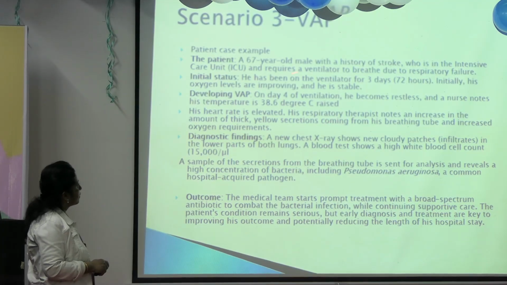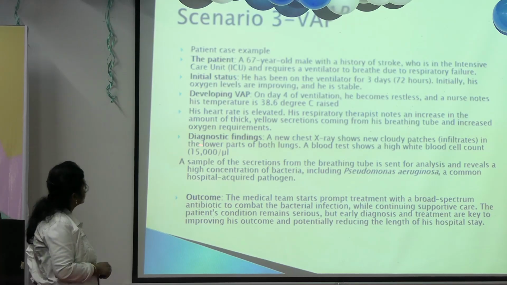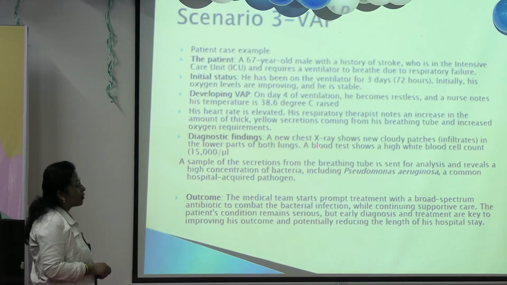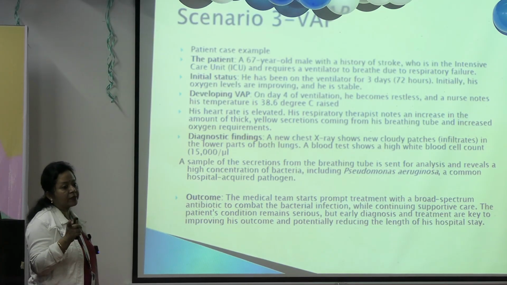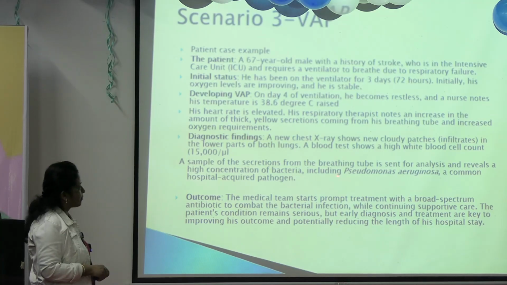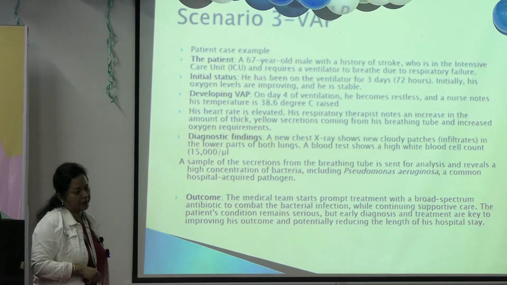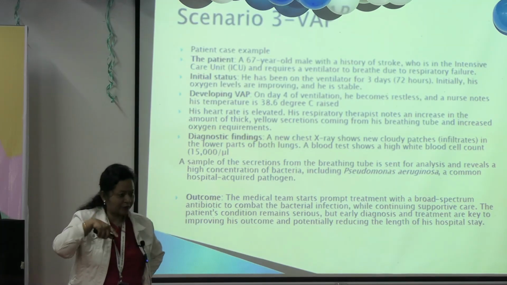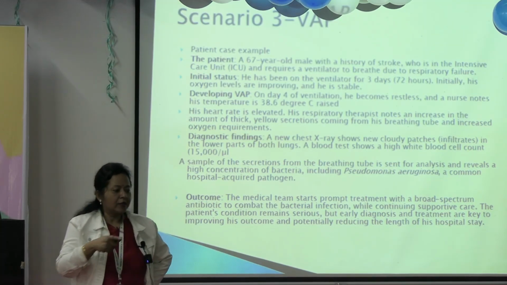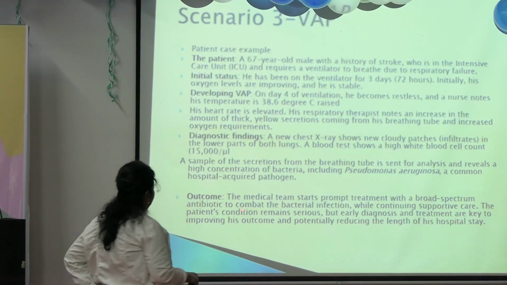So those things are indicative that we should send a sample now. We should send a sample. Also a chest X-ray has to be done to see whether there are changes, whether infiltration is there or not. So cloudy patches or infiltrates are there. The sample of the secretion which has been sent is seen as Pseudomonas aeruginosa, a common hospital acquired pathogen. You know this ESKAPE pathogen, Pseudomonas aeruginosa is there. So it is again a case of VAP. We have to say it is a VAP.